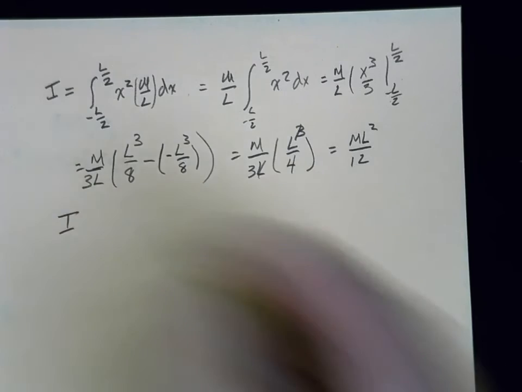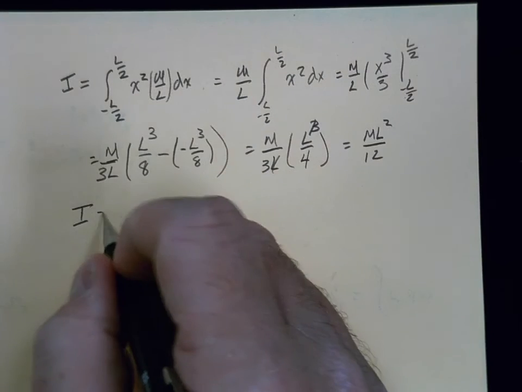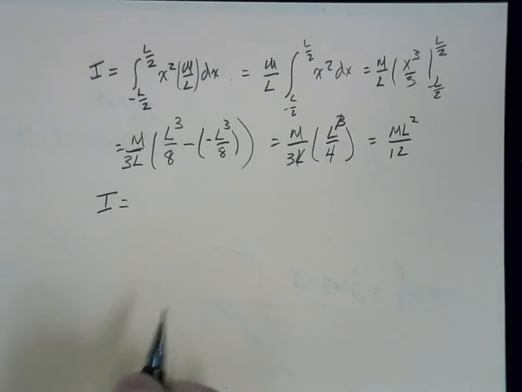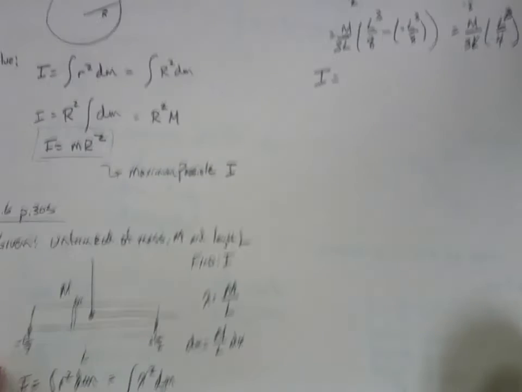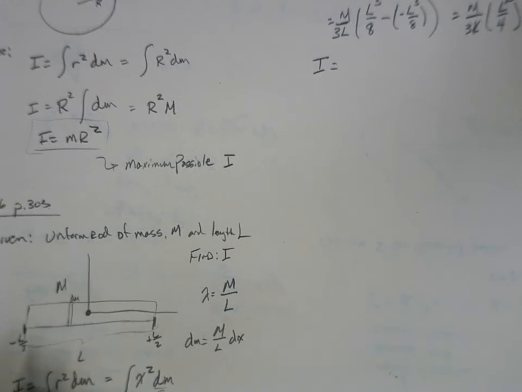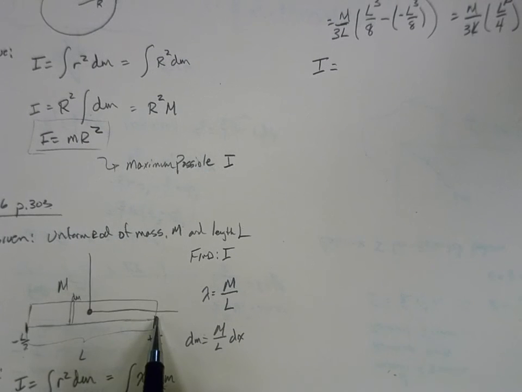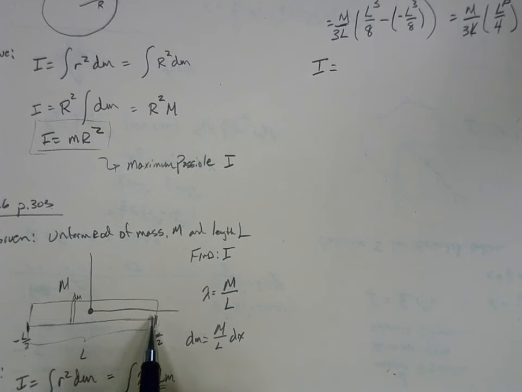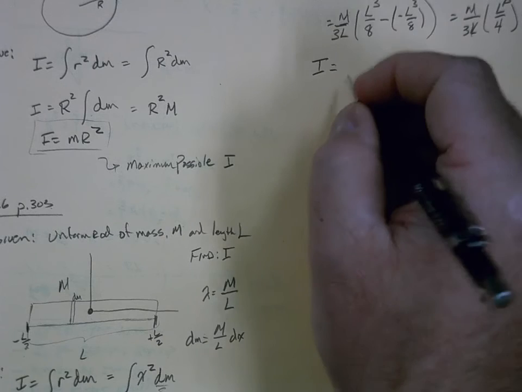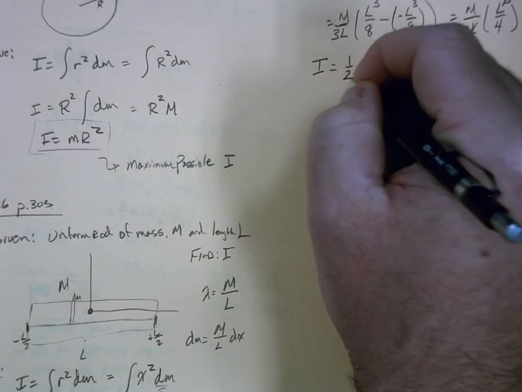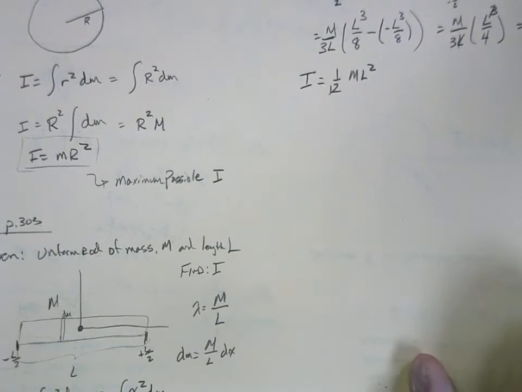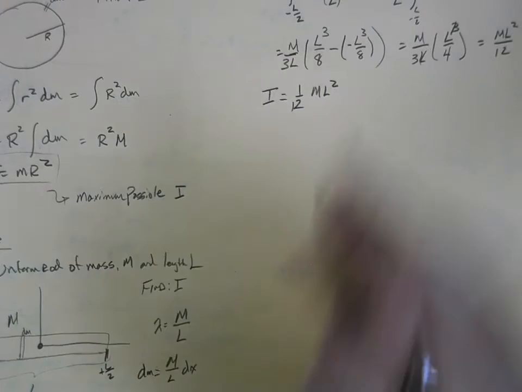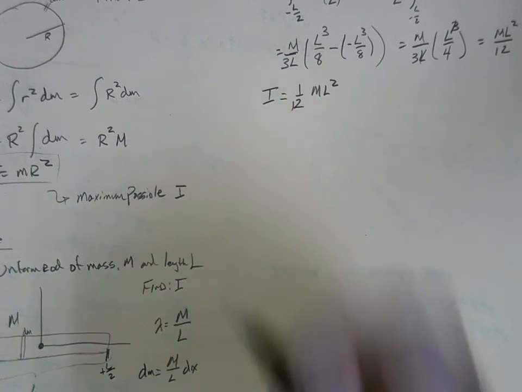So the moment of inertia of a thin rod, so we come back over here. The moment of inertia of our uniform rod of uniform mass and length L is going to equal 1/12 mL squared, the mass of the rod times the length squared. And that will be our rotational mass for this object as it spins.